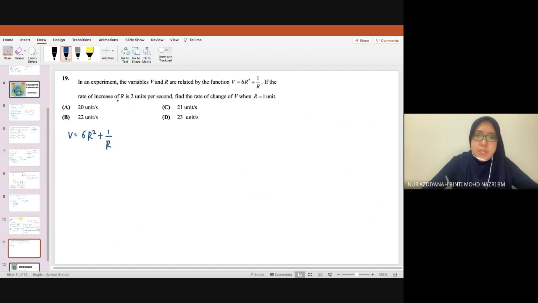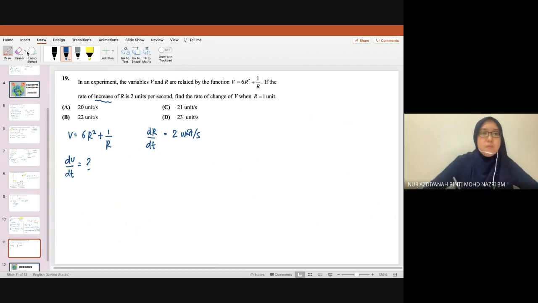Okay, lepas tu dia cakap rate of increase of r. Rate of increase of r meaning that is going to be dr over dt. Dan dia increase kan. So kalau increase positif lah, tak ada masalah. So dapat 2 units per second. Okay, so 2 unit per second and then we need to find the rate of change of v. So kita nak dv over dt. Okay, what is the value for our dv over dt?